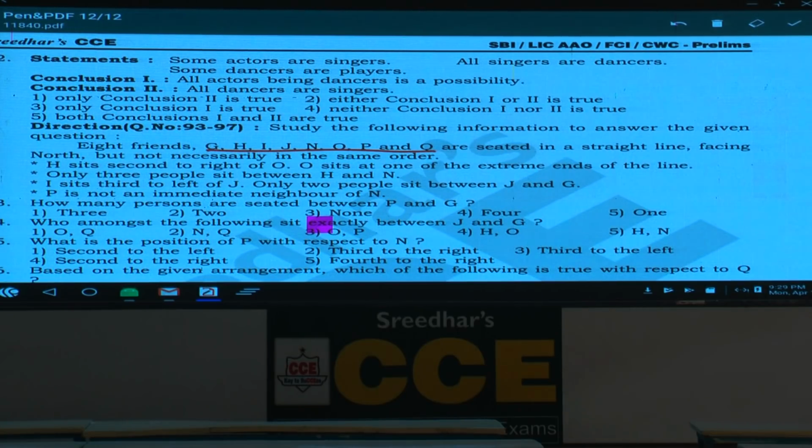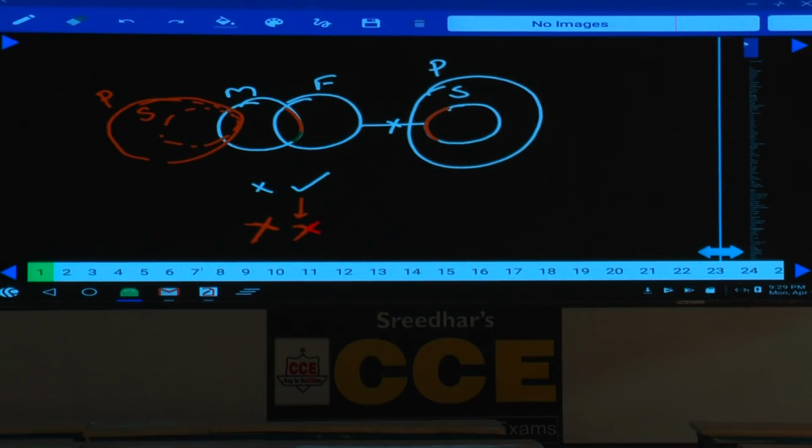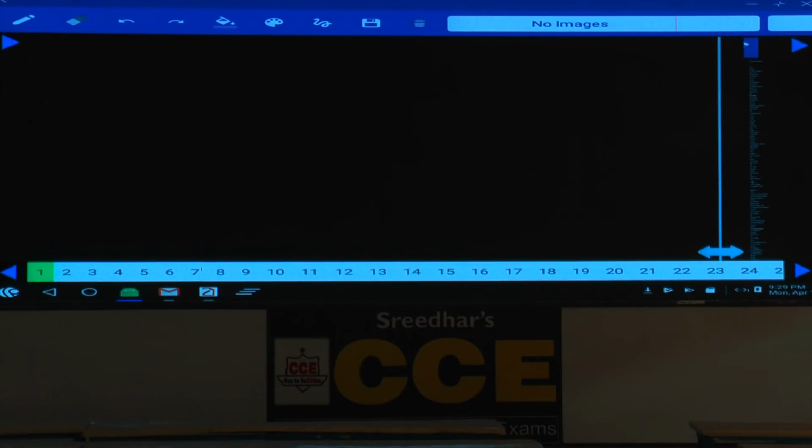H sits second to the right of O. All the persons are facing towards north is clearly given. O sits at one of the extreme ends of the line. Now, as O sits at one of the extreme ends, we can start from here onwards. How many persons are there? 8 persons. 1, 2, 3, 4, 5, 6, 7, 8. And H sits second to the right of O.